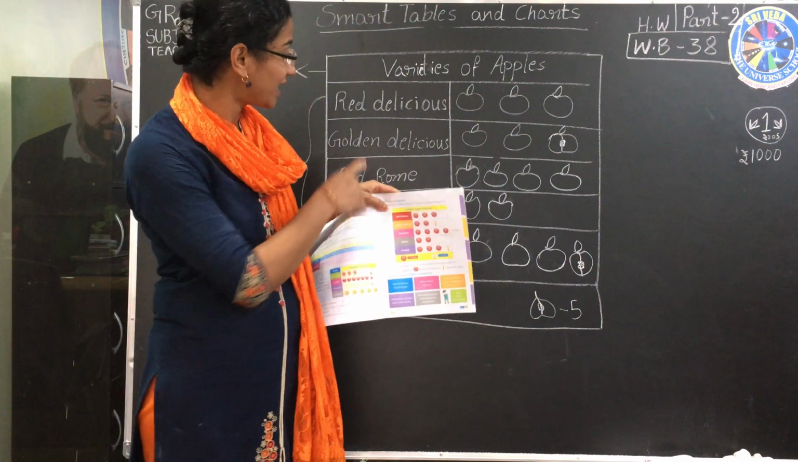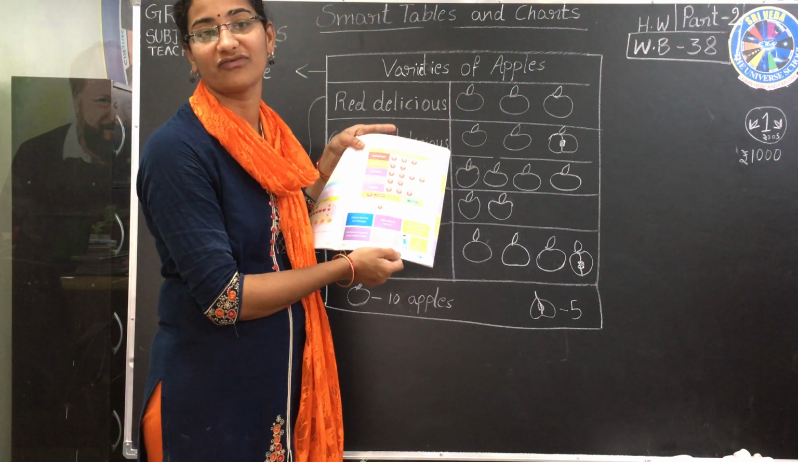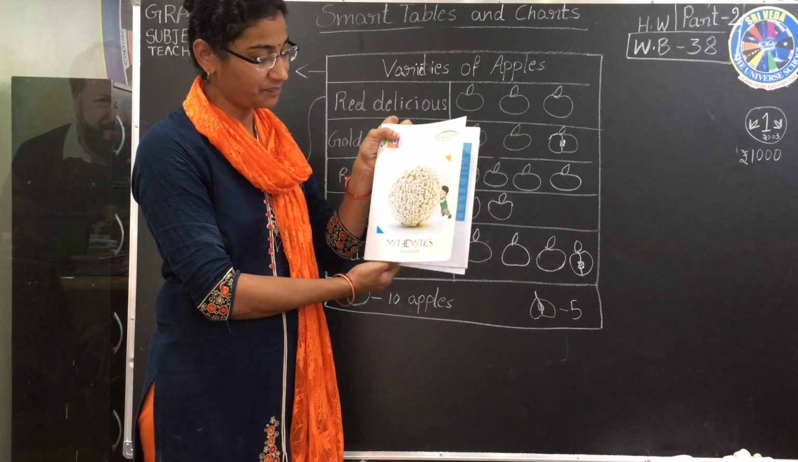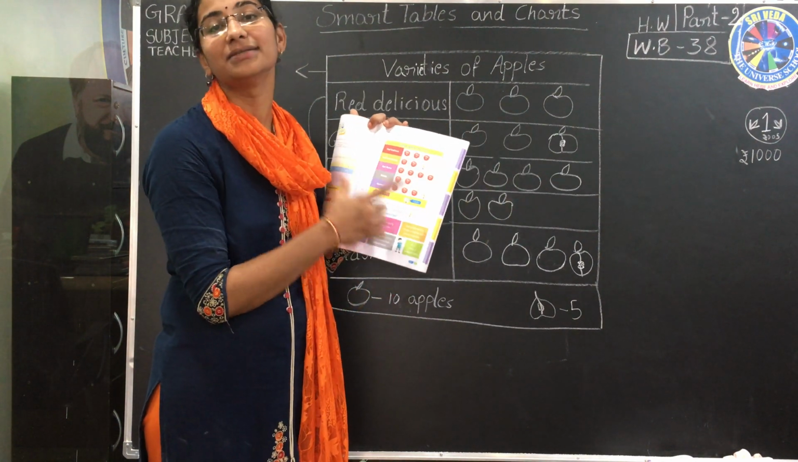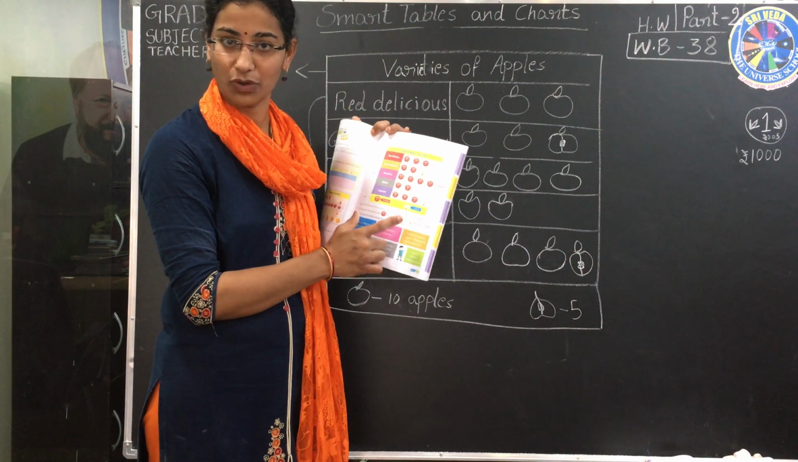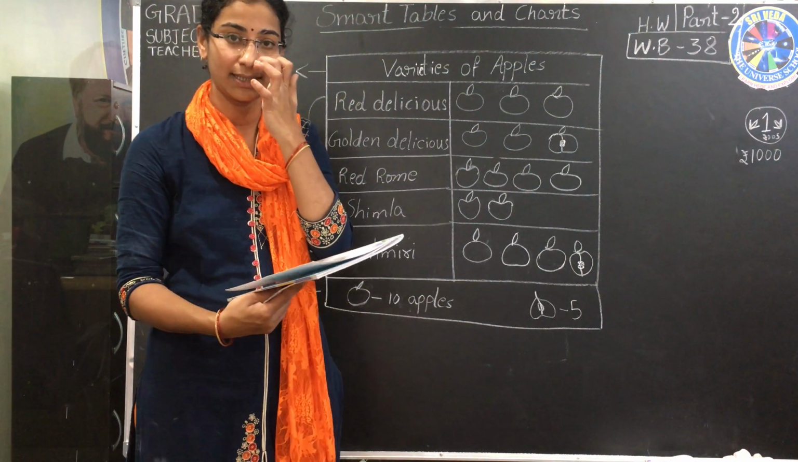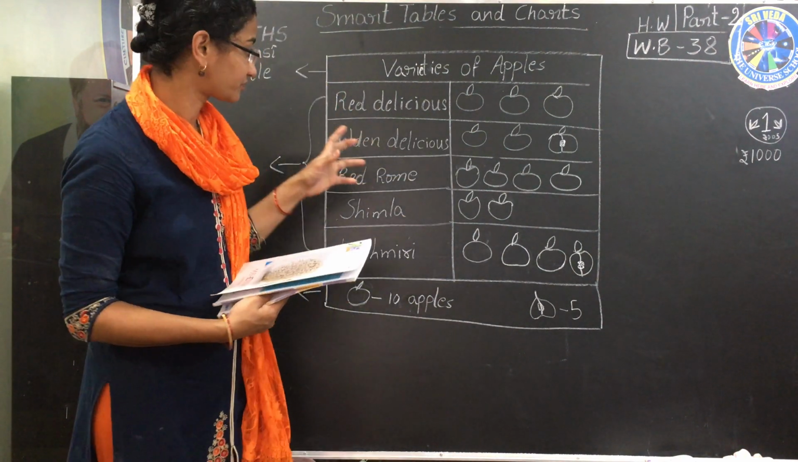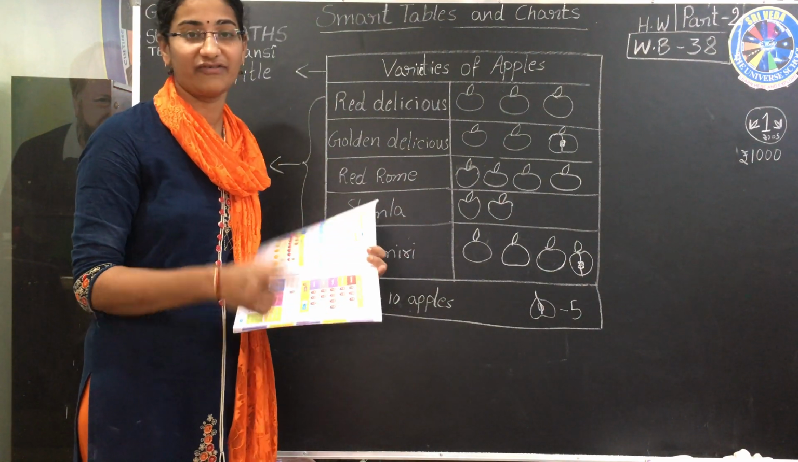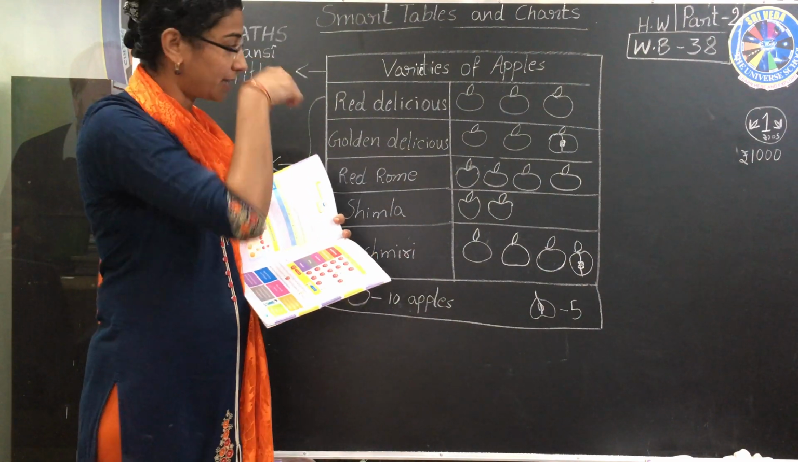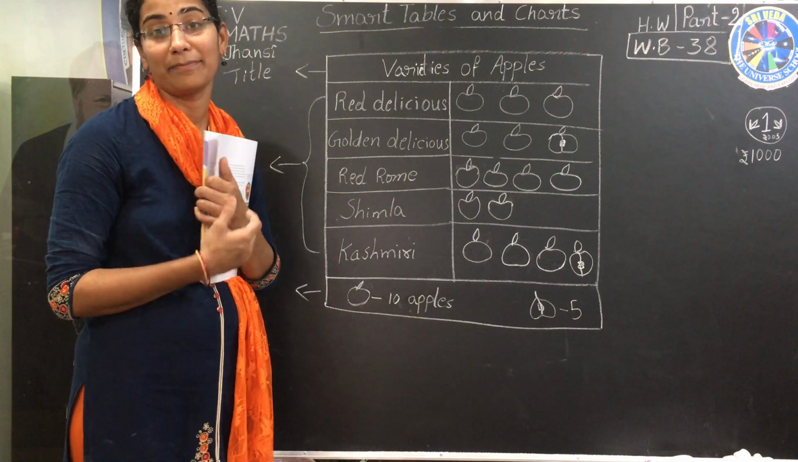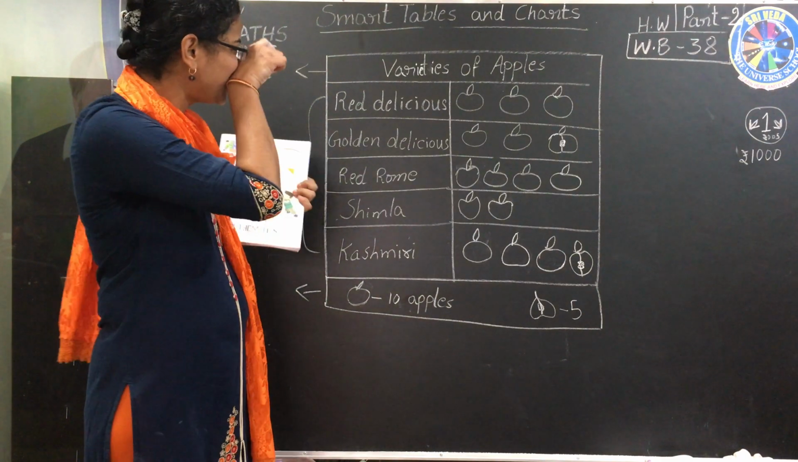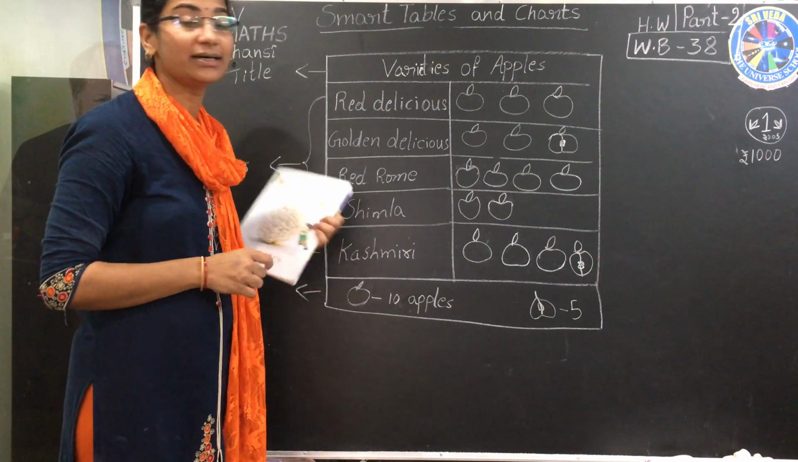They have given the same table on page number 45 in the course book. In the course book, page 45, they have given one tabular form. Okay, the same thing I have drawn here. You can check the book after the explanation. Then see what is the data they have given about apples.